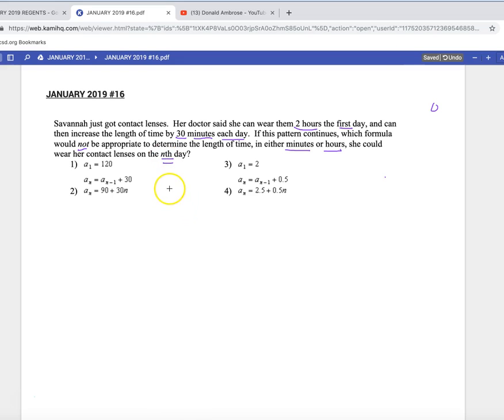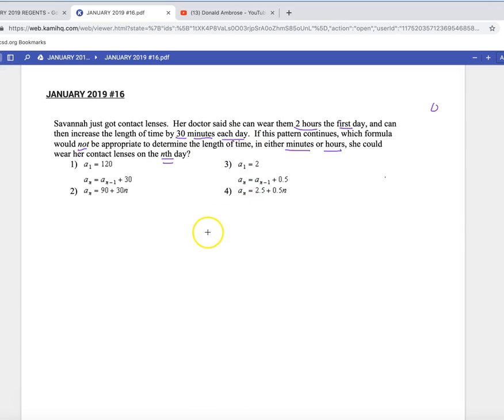So, a couple things here. One, the answer choices: you'll notice that answer choice number 1 is a recursively defined sequence, but in number 2, the formula is an explicit formula for the sequence. So we'll have to work our way back and forth between the two. The other thing to note is that the number values are larger here and smaller there, because while the first day she can wear the lens for 2 hours, the next day the amount of time is going to increase by 30 minutes. So they're different units of measurement.